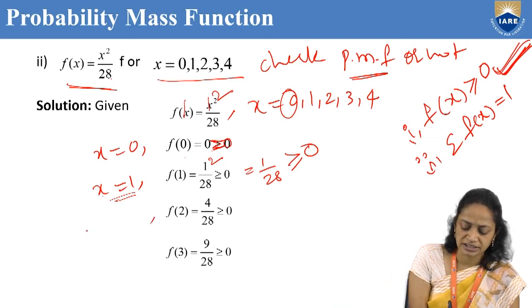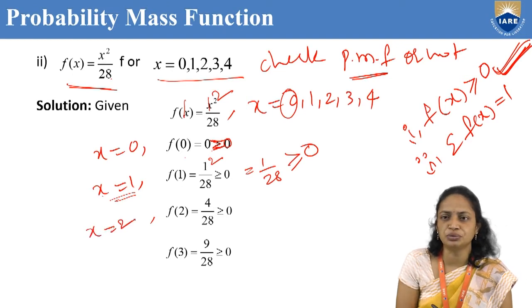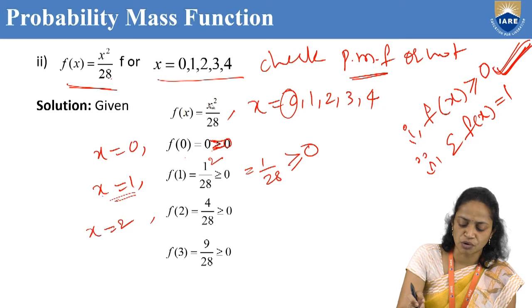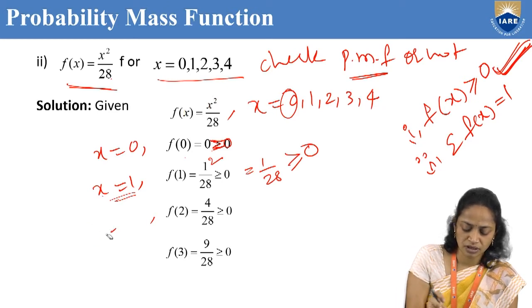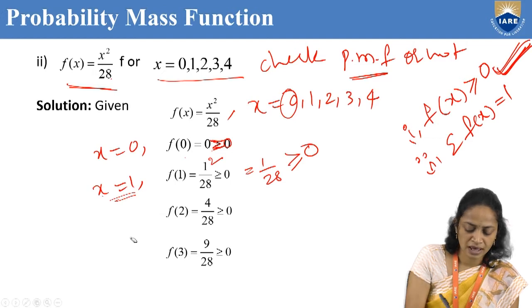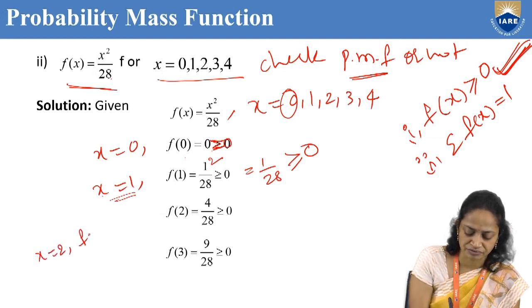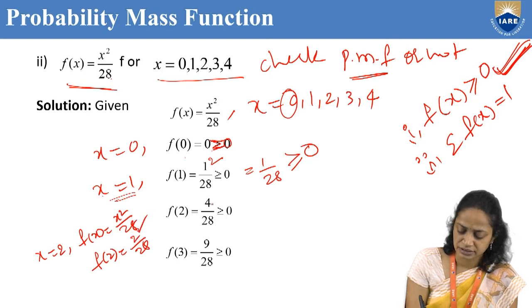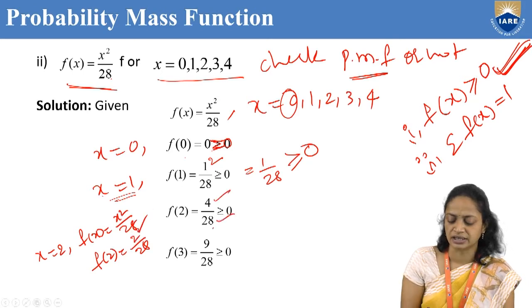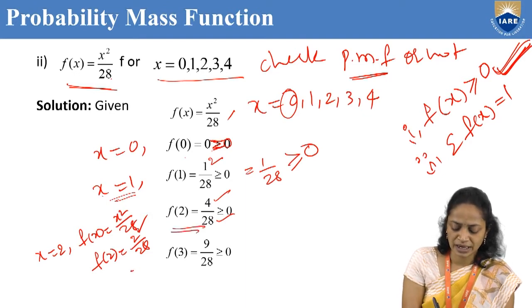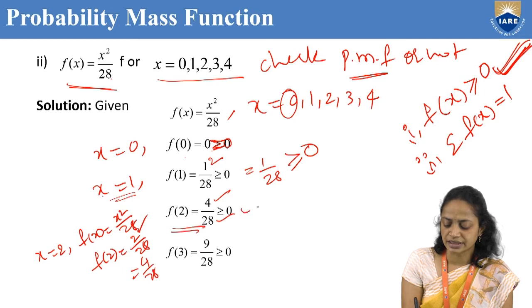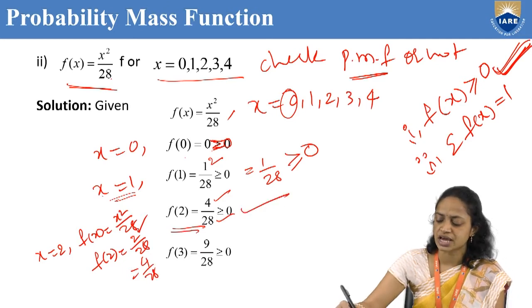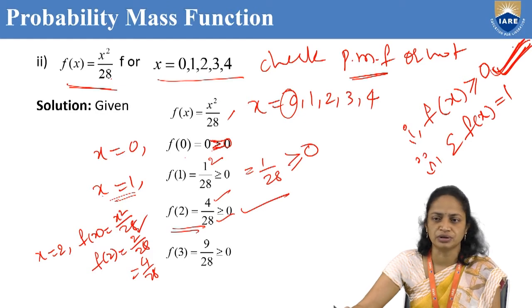So next one is if x equal to 2. If we substitute x equal to 2 in our function, what is our function? f of x equal to x square by 28. In place of x, we have to substitute 2. So that is 2 square by 28, and 2 square is 4, so f of 2 equal to 4 by 28. That is greater than or equal to 0, so this also satisfies f of x greater than or equal to 0.